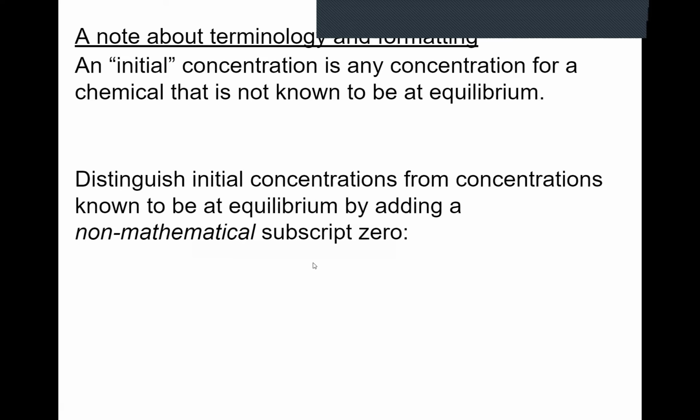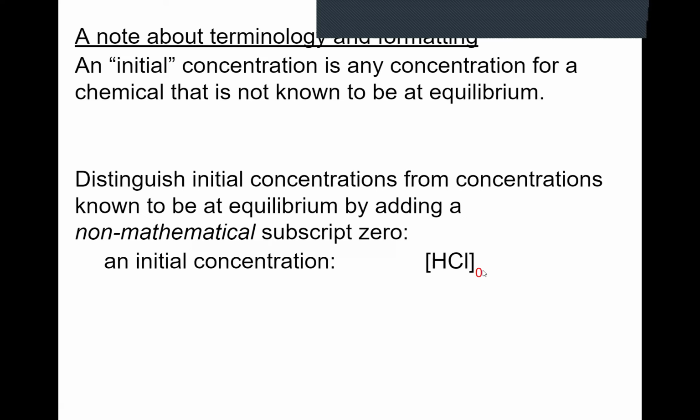There is a little thing about terminology and formatting that we should address before going forward. When I say initial concentration, I mean that it's a concentration for a chemical that is not known to be at equilibrium. And in terms of formatting, we distinguish initial concentrations from concentrations known to be at equilibrium by adding a non-mathematical subscript 0. So for example, if I put HCl in brackets and then put a non-mathematical subscript 0 outside the brackets, I'm referring to an initial concentration.